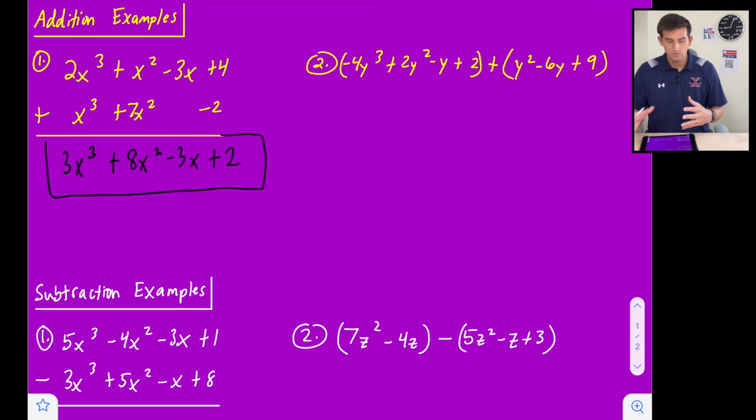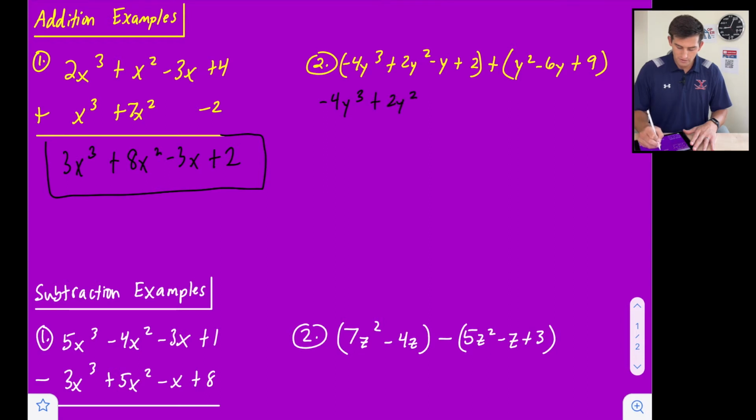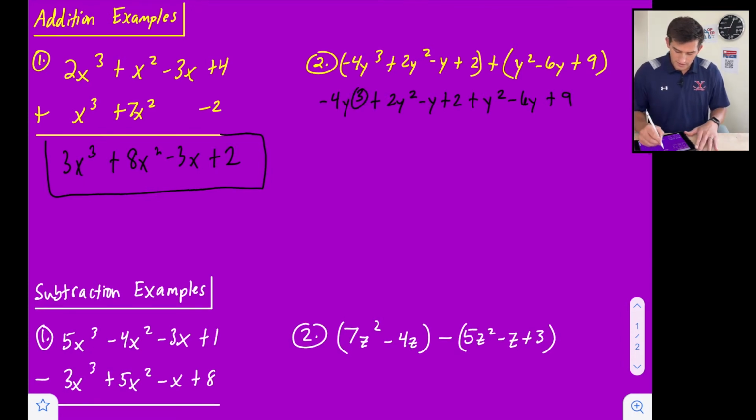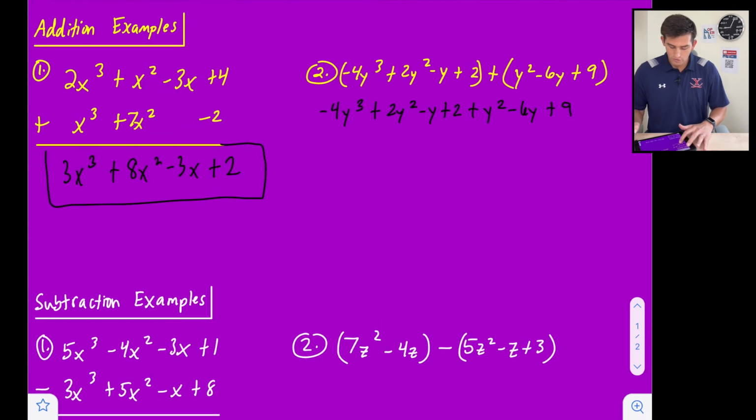Now for number 2, we're looking at more of a horizontal format. What I like to do is get rid of my parentheses. So I'm going to write it out as negative 4y cubed plus 2y squared minus y plus 2, plus y squared minus 6y plus 9. Now I like to underline or somehow distinguish my like terms. Notice I only have one cube term, only one that has an exponent of 3, so I know that's going to be part of my answer, negative 4y cubed.